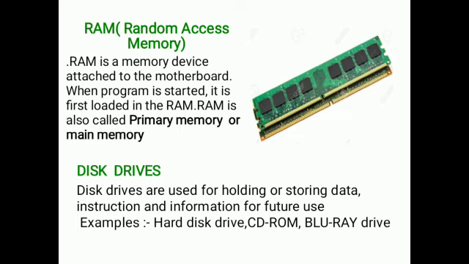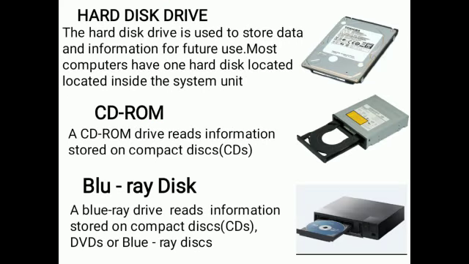So now, what are disk drives? Disk drives are used for holding or storing data, instructions and information for future use. Examples of disk drives are the hard disk drive, CD-ROM and Blu-ray drive. First one, hard disk drive. The hard disk drive is used to store data and information for future use. Most computers have one hard disk drive located inside the system unit. Second one, CD-ROM.